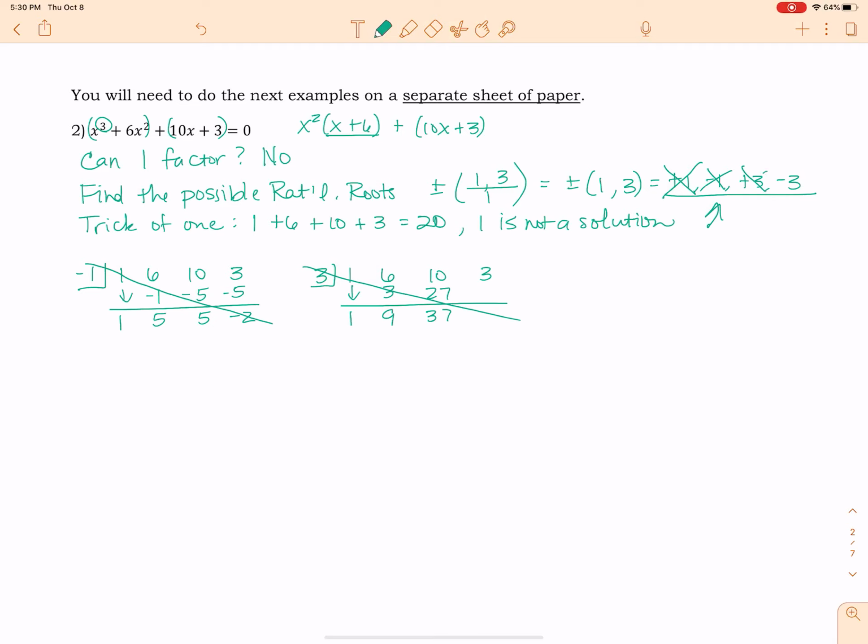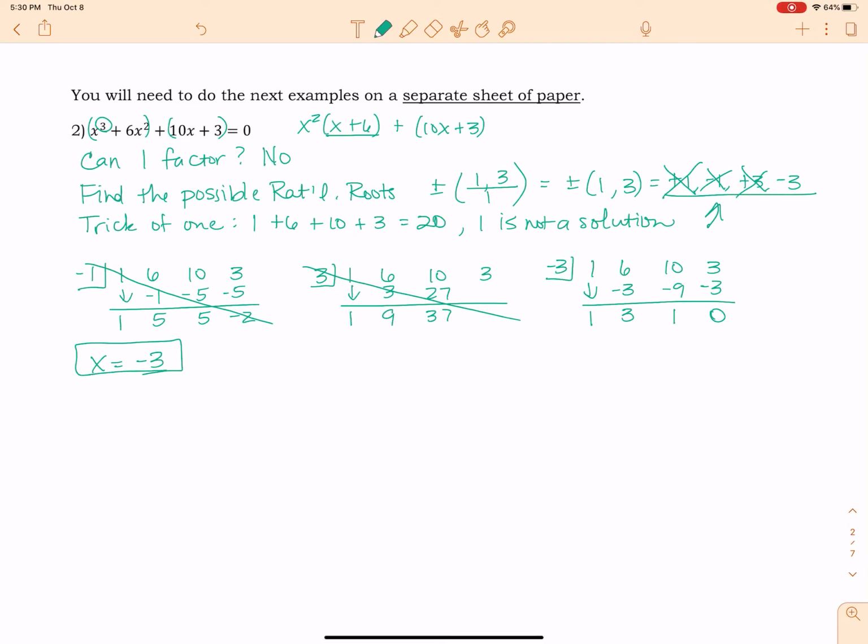So now I'm going to try negative 3. Let's hope this works, because otherwise we don't have any choices, right? So we're going to try this. So the 1 comes down, negative 3. That adds to that. That's beautiful. Oh, goody. That worked. So I know for sure that one of my solutions is x equals negative 3.